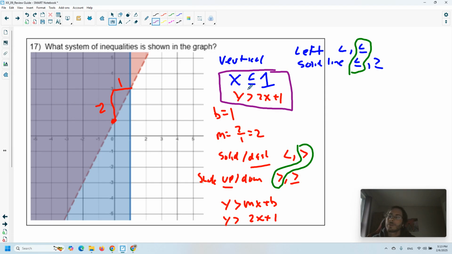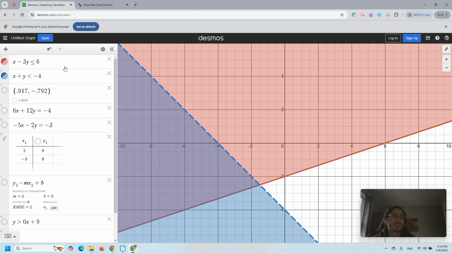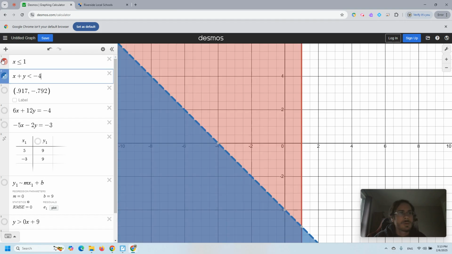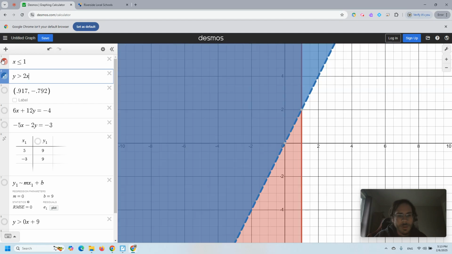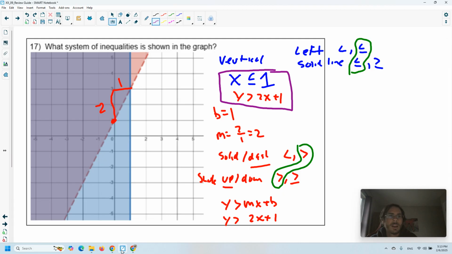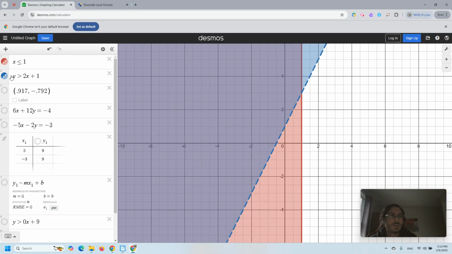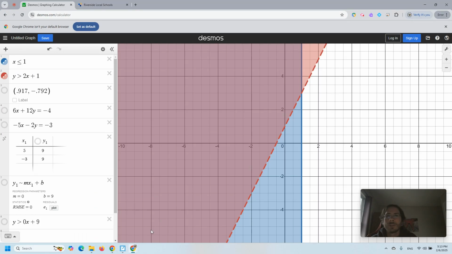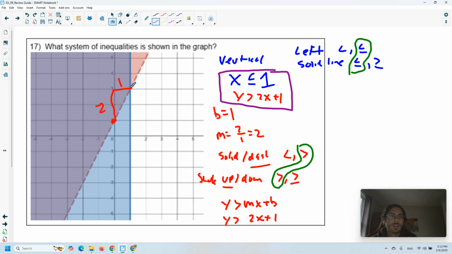Again, if I want to double check, throw this into the graphing calculator. x is less than or equal to 1, and then y is greater than 2x plus 1. And if I look at that, that kind of looks like what I got. I flipped my colors, so we'll flip them so it looks nicer. That one's supposed to be red. That one's supposed to be blue. Perfect. That looks pretty good. They connect over here at 1, 3.